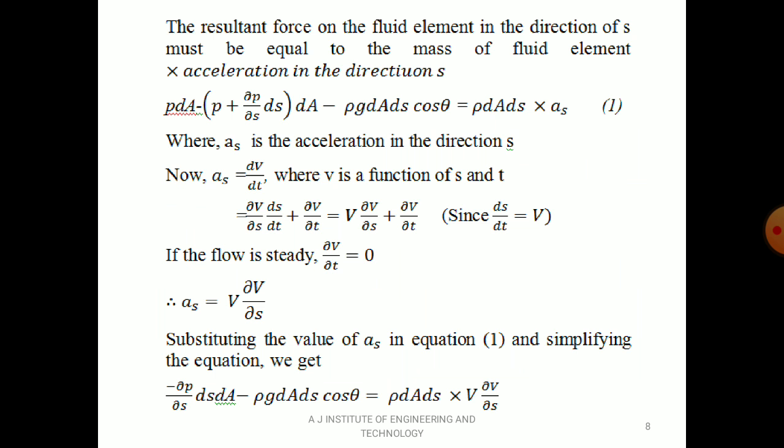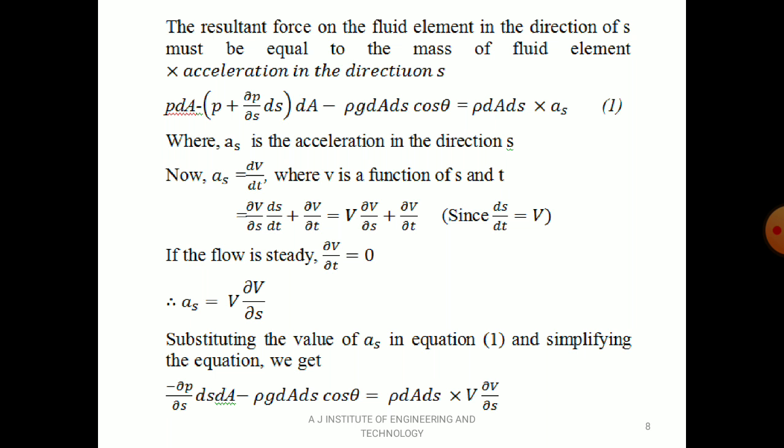The resultant force on the fluid element in the direction of S must be equal to the mass of the fluid element times the acceleration in the direction S. So this is similar to the Fx expression. Now we have to get a force in the S direction because flow is happening in the S direction. Fs equals m into As, the acceleration in the S direction, multiplied by the mass of the fluid element. So that is equal to the net force.